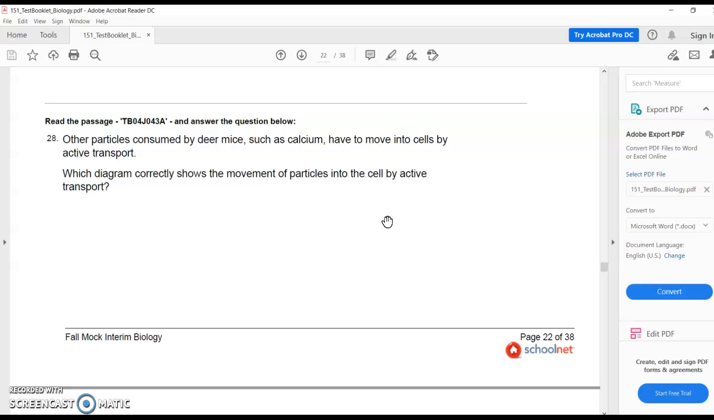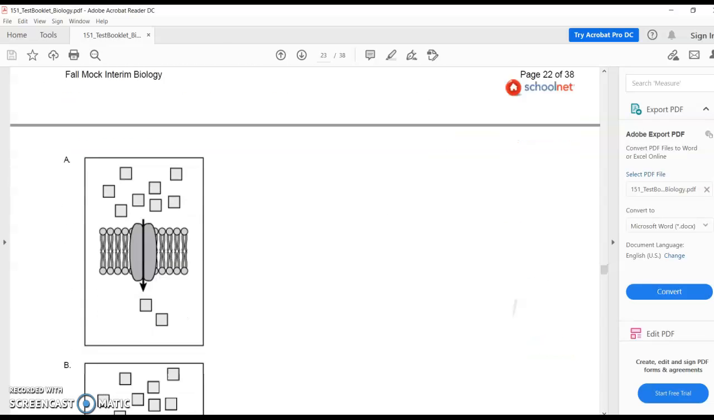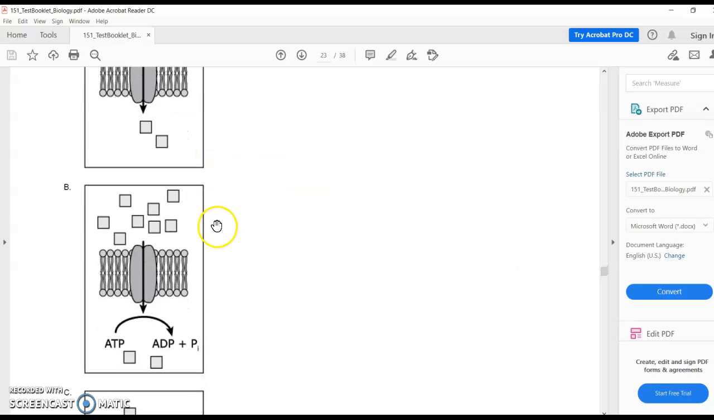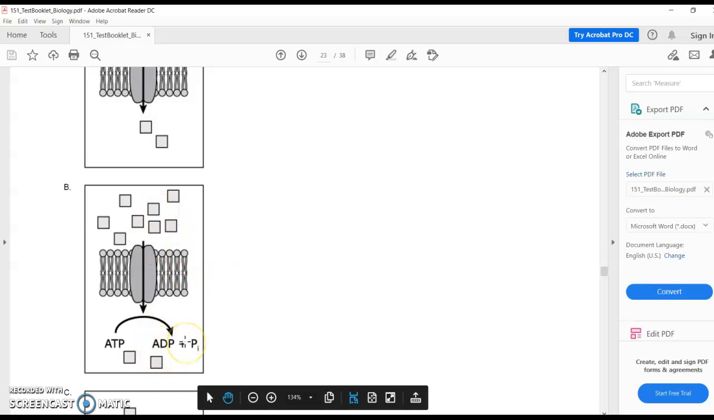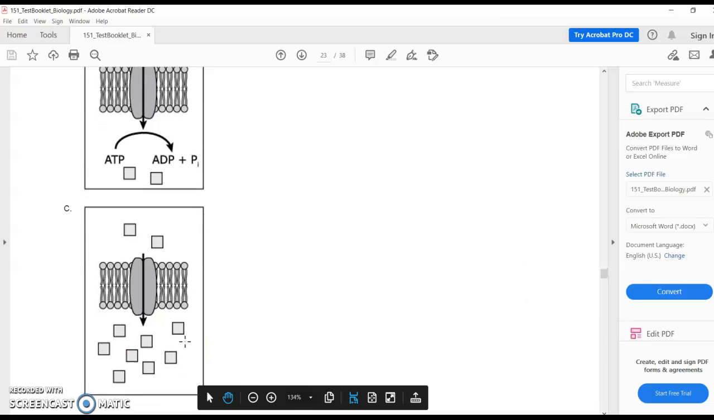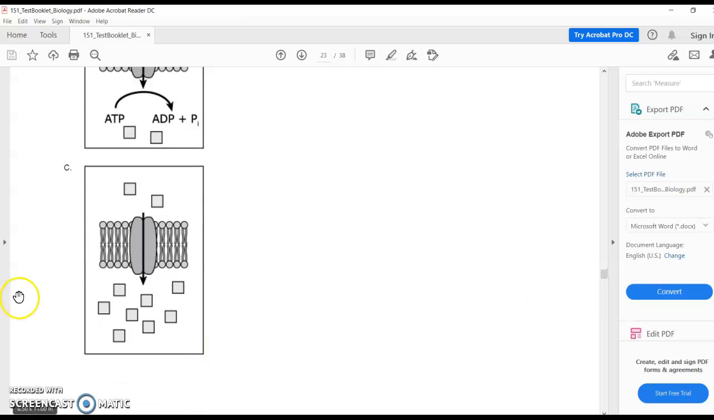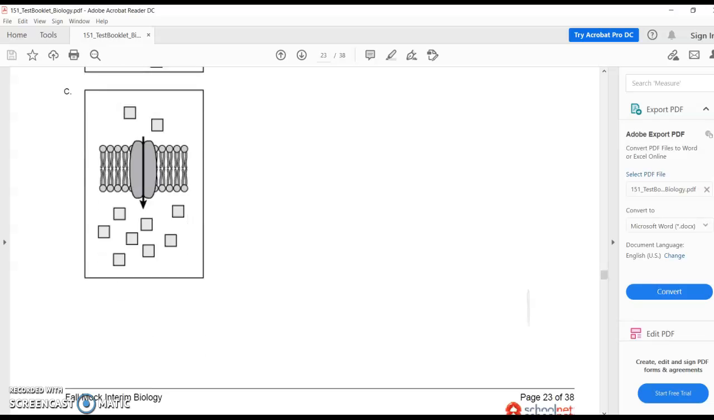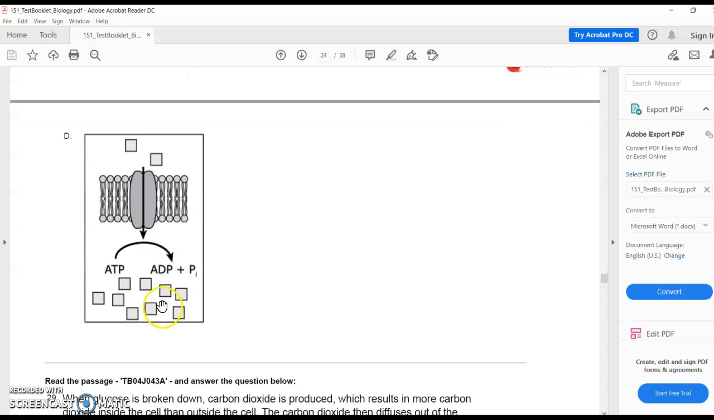28, I was looking for active transport there. Now, B might be an easy target, but it's not correct because we're still going from an area of high to an area of low, which we know is not active transport, even though we see ATP being used there. C might also be a correct answer, but it's not because we're going low to high, which is active, but I don't see any ATP being used. So D is our correct answer. We're going low to high, and we see ATP being used.